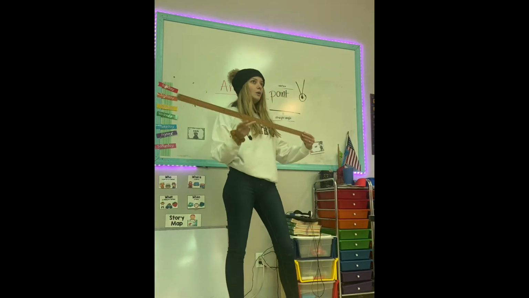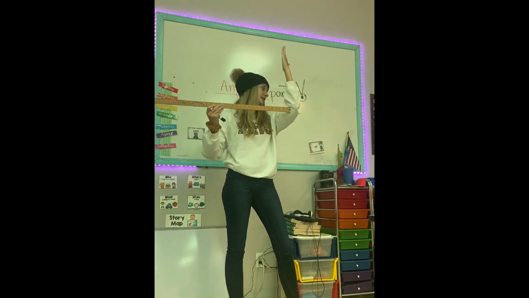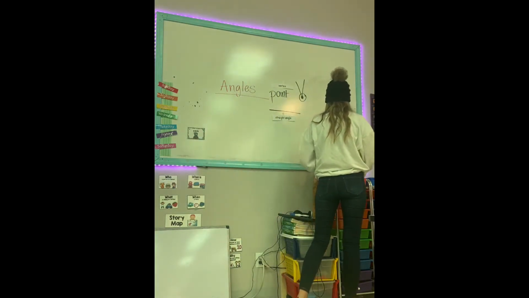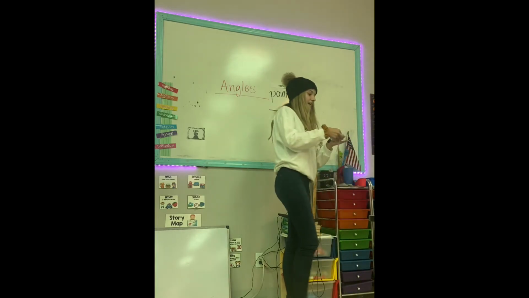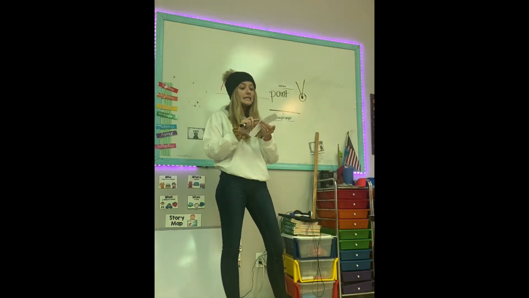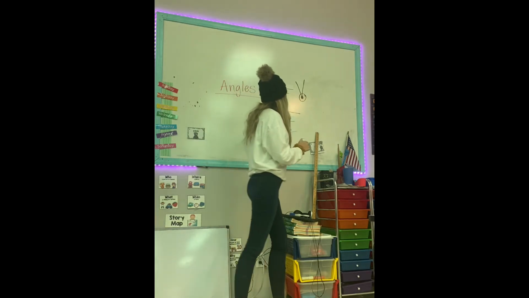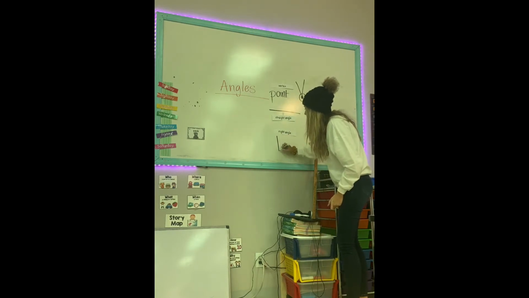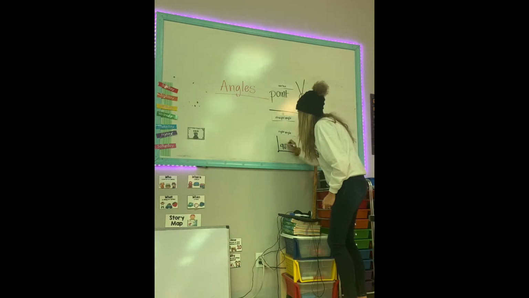All right, what about when two straight lines meet at a vertex? What is that going to be called? That is called a right angle, and a right angle measures exactly 90 degrees. That is the measurement of a right angle, and it's when two straight lines meet. There's their vertex, 90 degrees.